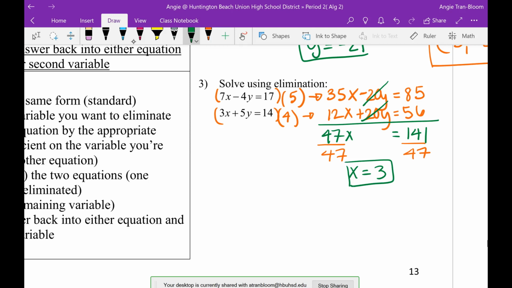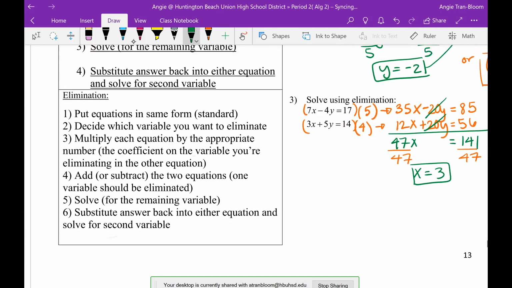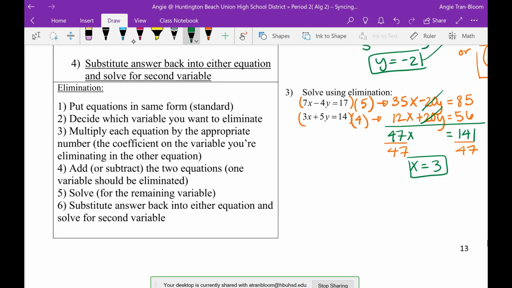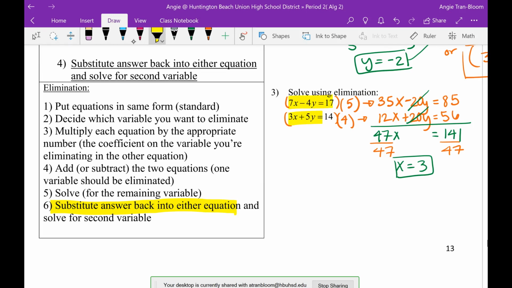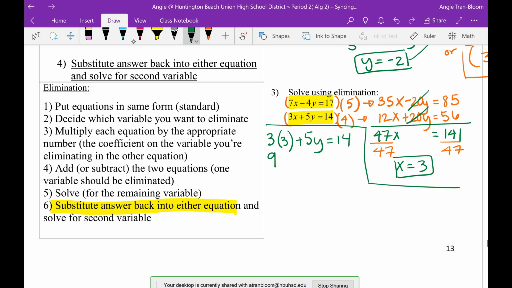Okay? We got X. Now, one of the steps says, when we add and subtract, we solve, we got X. Then the last step, now that you have one of the variables, substitute this answer back into either equation. So now you have to choose which equation you like better. Okay, so Emma H, which one of those equations do you like better to substitute the 3 back into? 3x plus 5y equals 14. Okay, so Emma said I'm going to plug 3 back into the second equation, which is 3 times 3 plus 5y equals 14. 3 times 3 is 9 plus 5y equals 14.